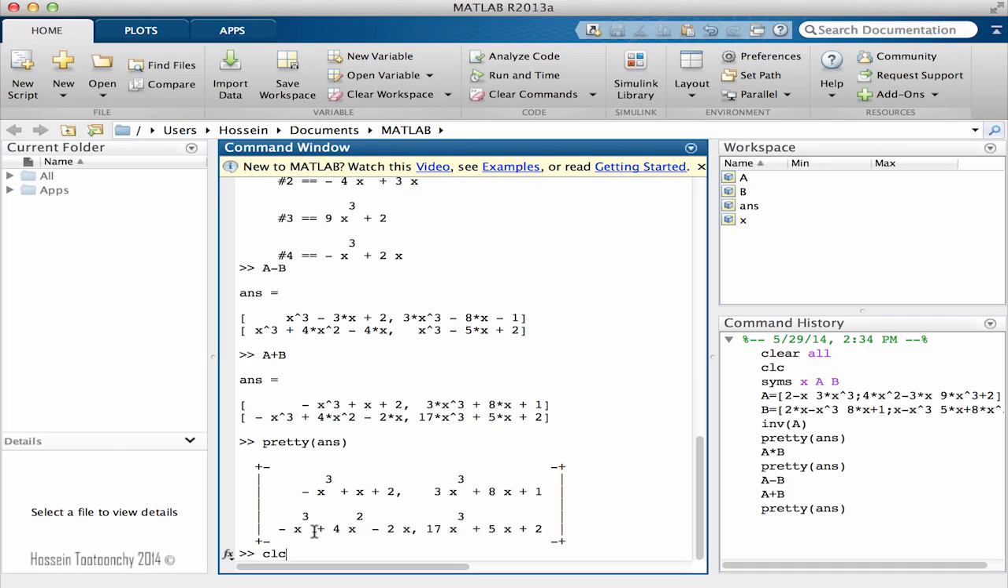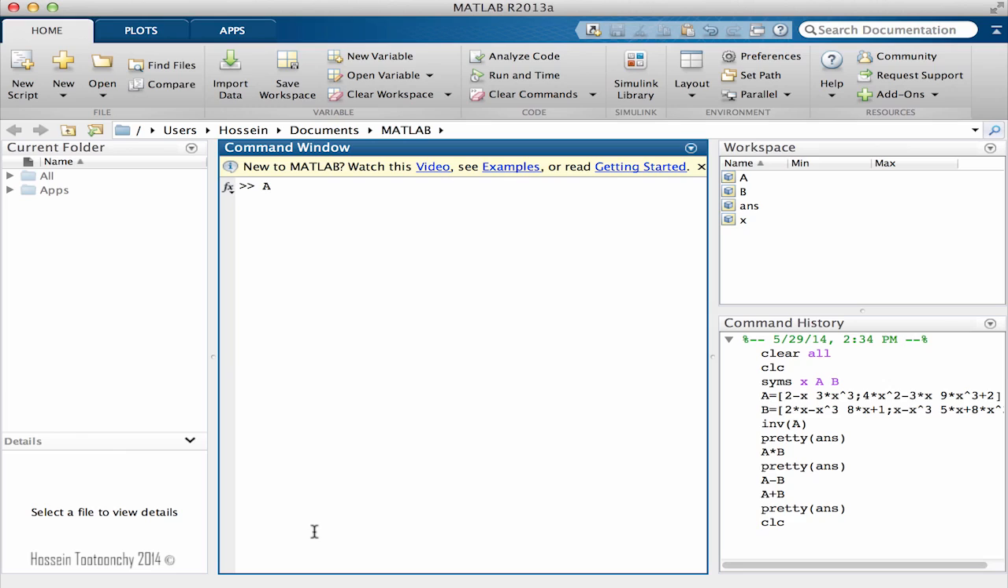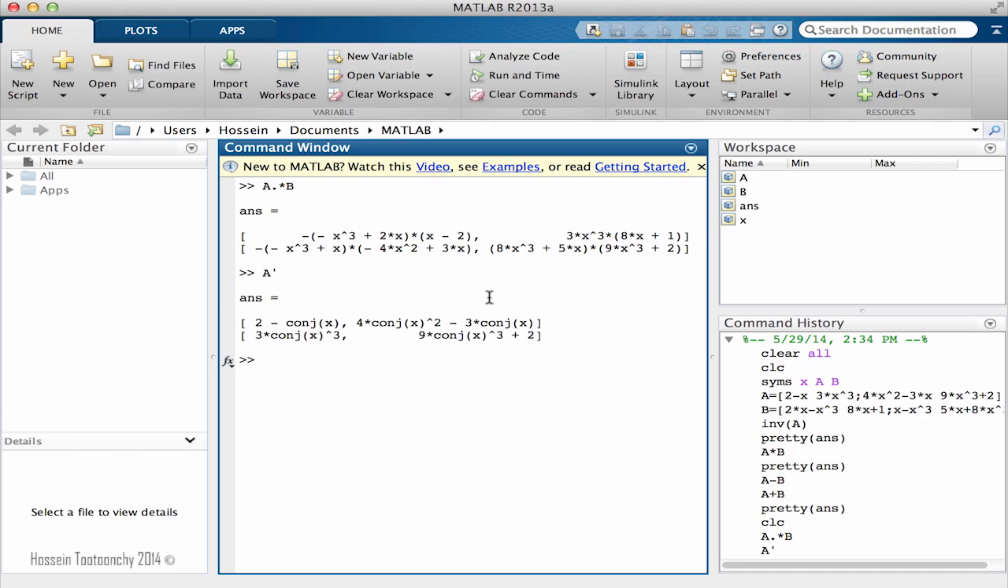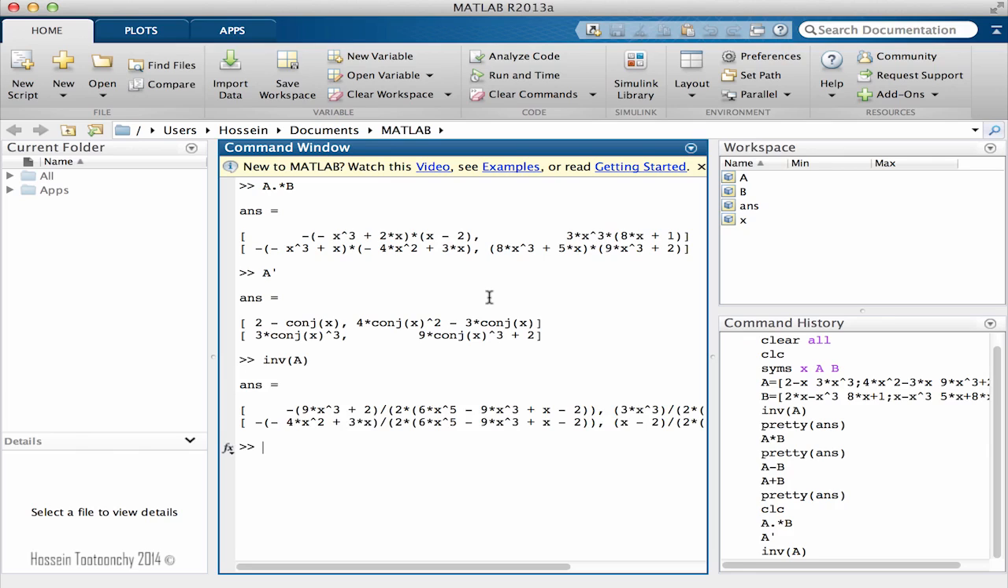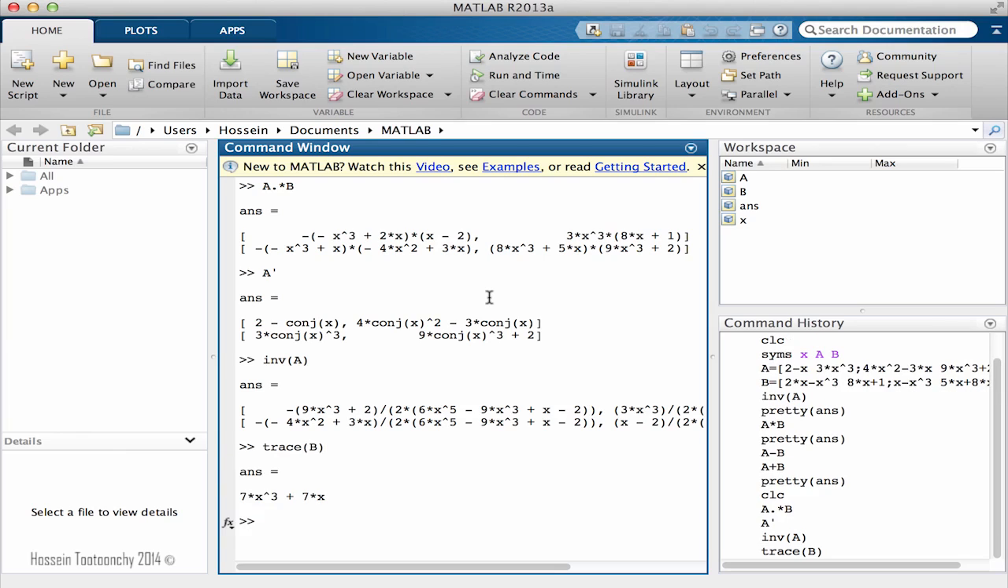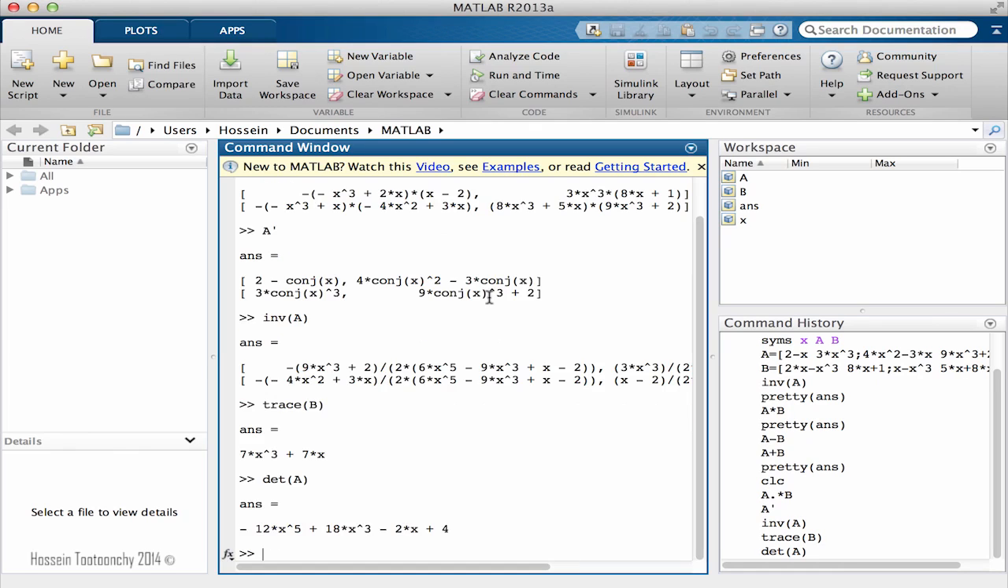And let me clear the screen. We're able also to perform element by element calculation, and MATLAB is able to create the results very intuitively. We're also fully able to investigate all the functions we learned, like transpose, inverse of x, inverse of a, and just finding the trace of b. We're fully able to do that. And like the determinant, one of the most important ones, we can do that also for b.